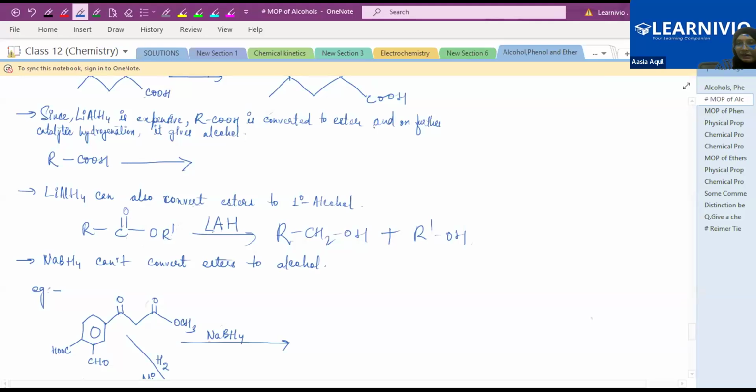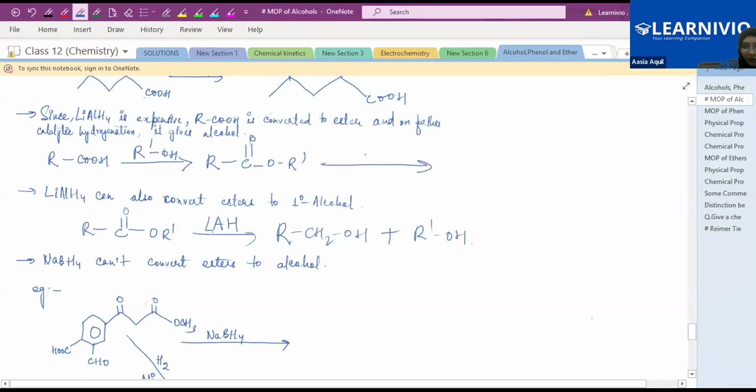When carboxylic acid is treated with alcohol, it will give you an ester. This is the esterification reaction. Suppose this is RCOOH, the carboxylic acid, and on treatment with R'OH, alcohol, you will get RCOOR'. And what is this? This is your ester.